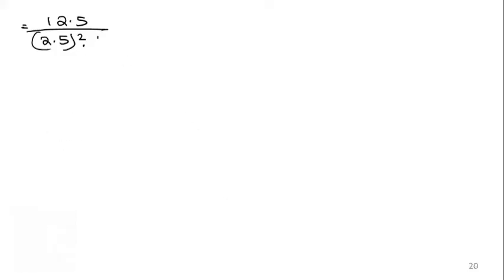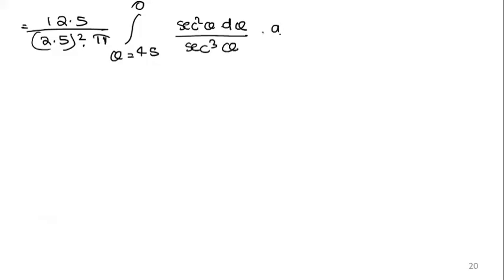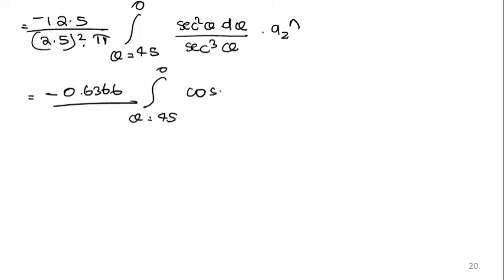So it will be 2.5 square into pi, integral theta from 45 to 0, sec square theta d theta by sec cube theta, into az. So everything will get cut. The minus sign is there, so minus 0.6366. This will be very easy for you, because you can use a calculator. Nothing to be worried about. Just be careful when you take the identity values and when you put in the limits. Other than that, there is no problem.